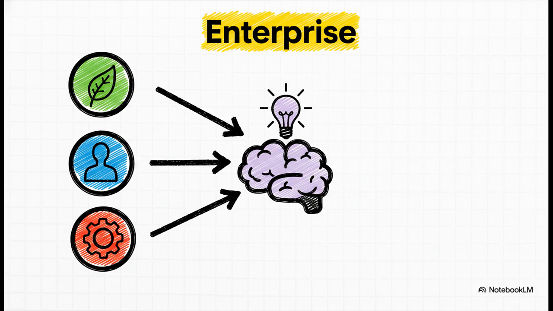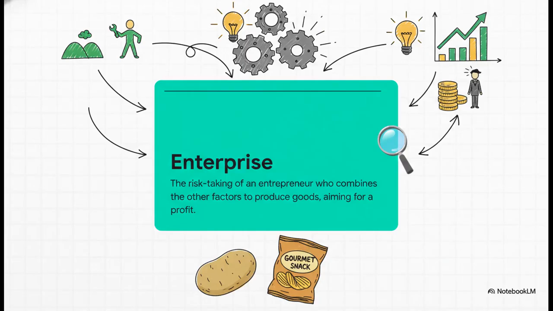So, let's recap. We have land, we have labor, and we have capital. But these 3 ingredients don't just magically organize themselves into a bag of chips. That requires our 4th and final factor, enterprise. Enterprise is the secret sauce. It's the vision, the skill, and the guts of an entrepreneur who looks at the other 3 factors and figures out how to combine them in a new or better way. This is the person who looked at a simple potato and thought, you know what? I bet I can turn this into a gourmet snack and make a profit. It's the real engine behind innovation.